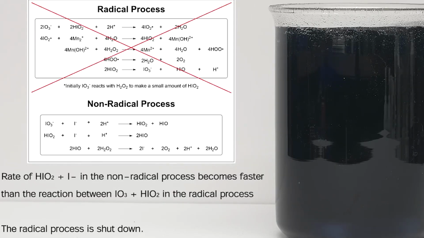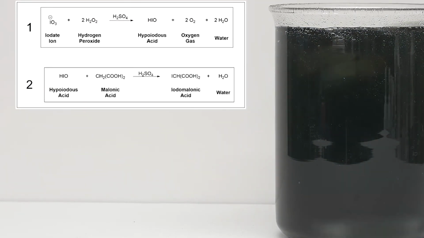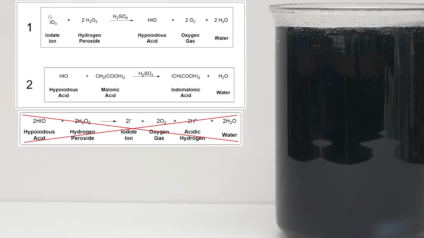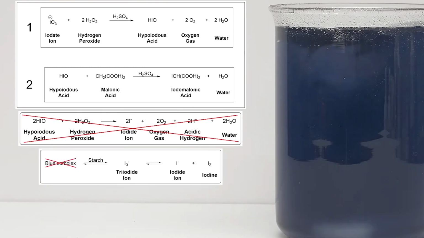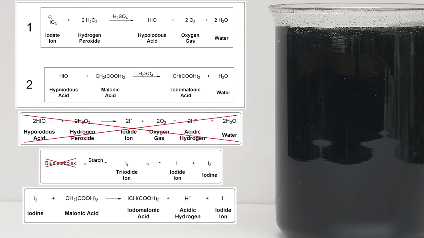When the concentration of iodine is high enough, the non-radical process is more significant in the reaction. Now that the first reaction is slower than the second one, more iodine is consumed than produced. Finally, the solution reaches similar initial conditions, repeating the process until the malonic acid or iodate is consumed.